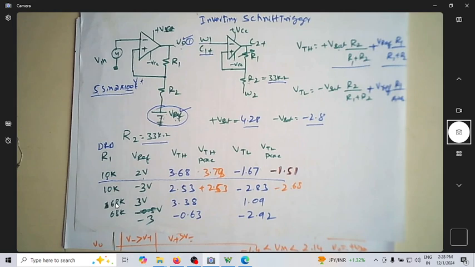Okay, let me adjust this R1 value to 68K and have a different reference. I'm already having a reference of 3 volts here. If I run it now, I have to get a threshold voltage VTH of 3.38 and VTL. Okay, both are positive here, which is interesting to see. So both threshold voltages are positive. Let me just run here.